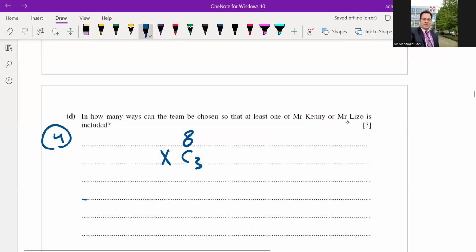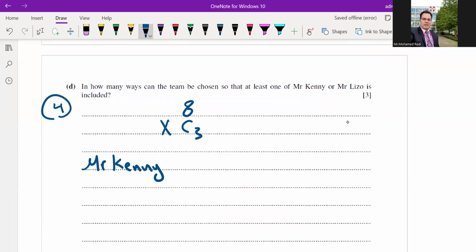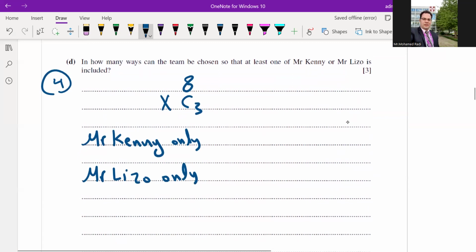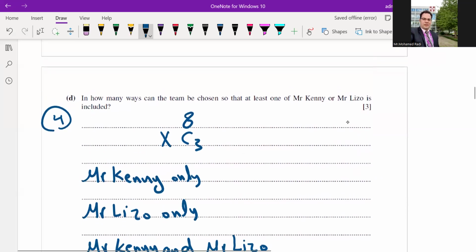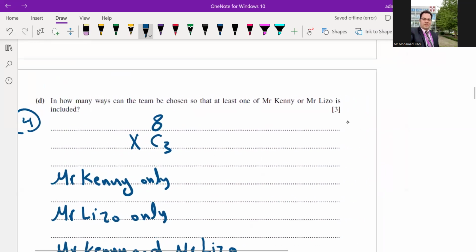So the first case, if Mr. Kenny will be in the group. Second case, if only Mr. Lizo will be in the group. Maybe both Mr. Kenny and Mr. Lizo will be in the group. So the first case, Mr. Kenny will be in the group. So firstly, 8C3.